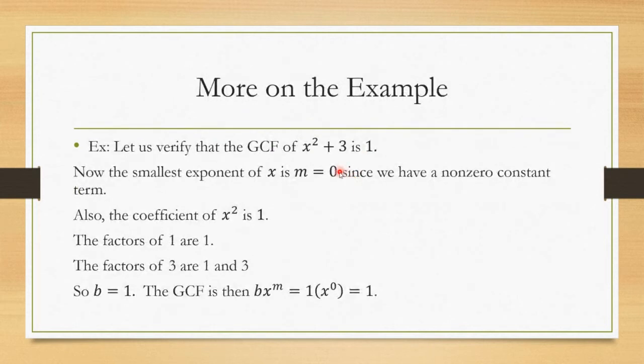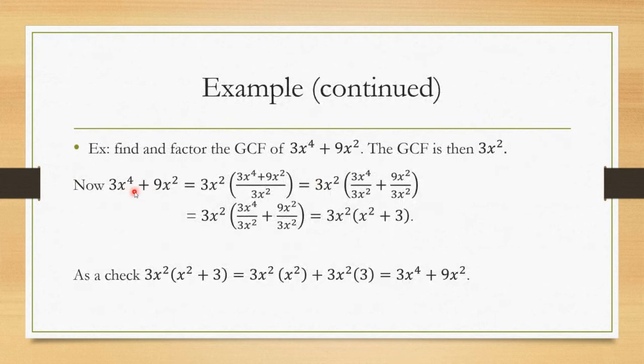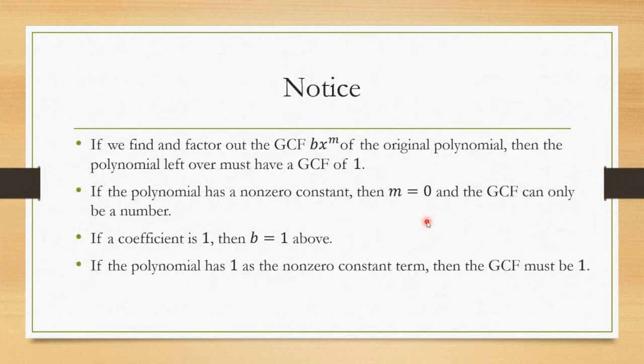So again, it's just like over here, right? This was the original polynomial. We found the GCF and we factored it out. What's left over? This thing. And we just showed this has a GCF of 1. That's no accident. Whatever is left over has to have a GCF of 1.